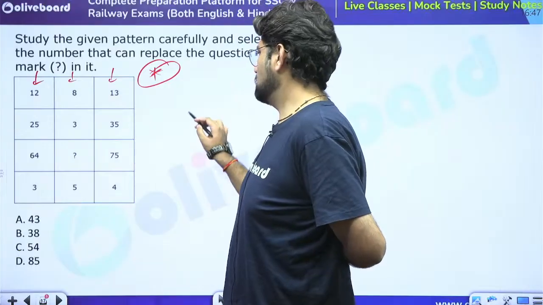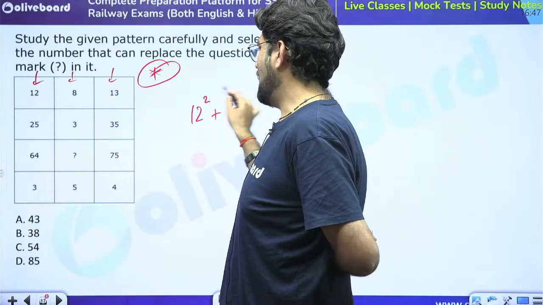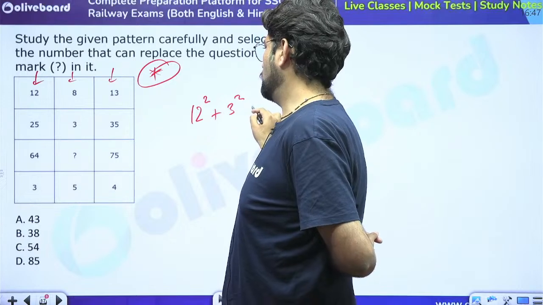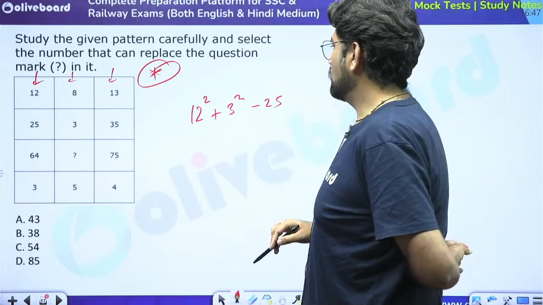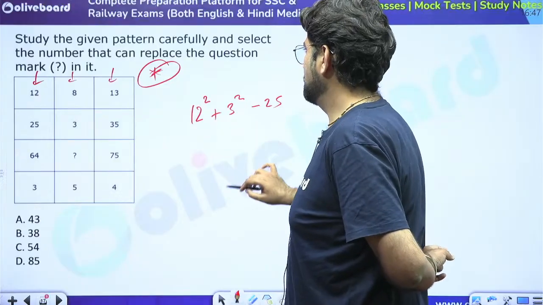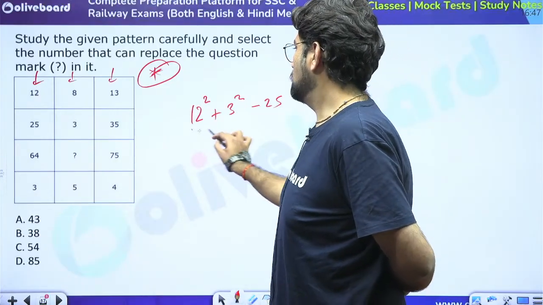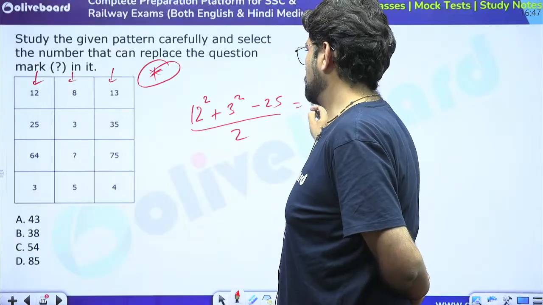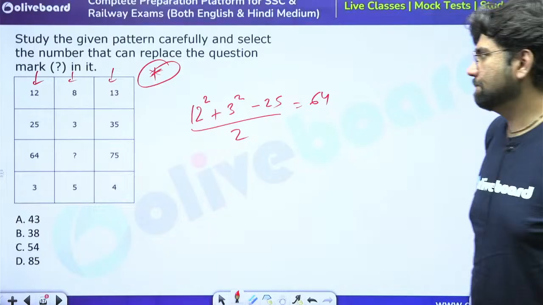The logic is you will square 12, you will square 3, you will add these two, you will get 144, you will subtract 25 from it. Okay, 144 and 9, that's 153, and you will subtract 25, you will get 128, you will divide that by 2, you will get 64. Of course, this was not easy to capture, right?